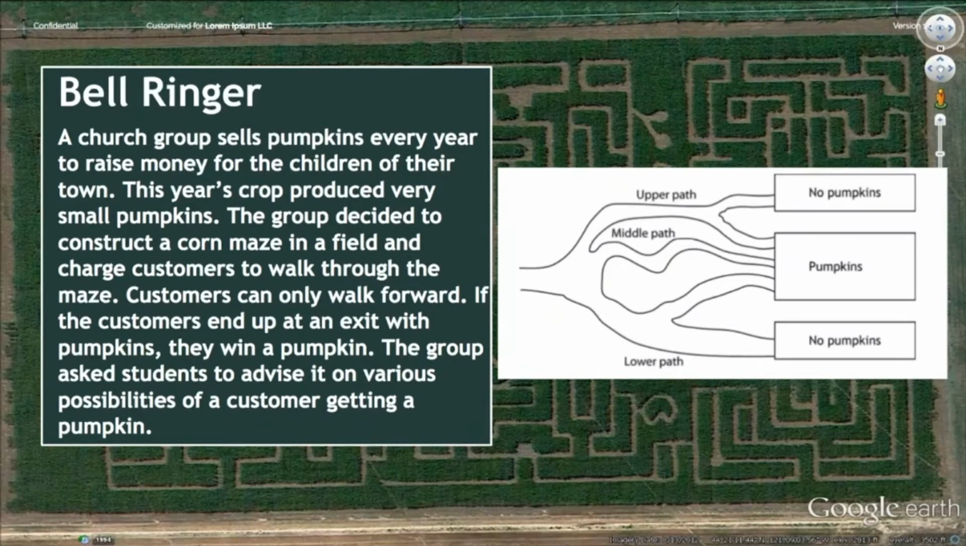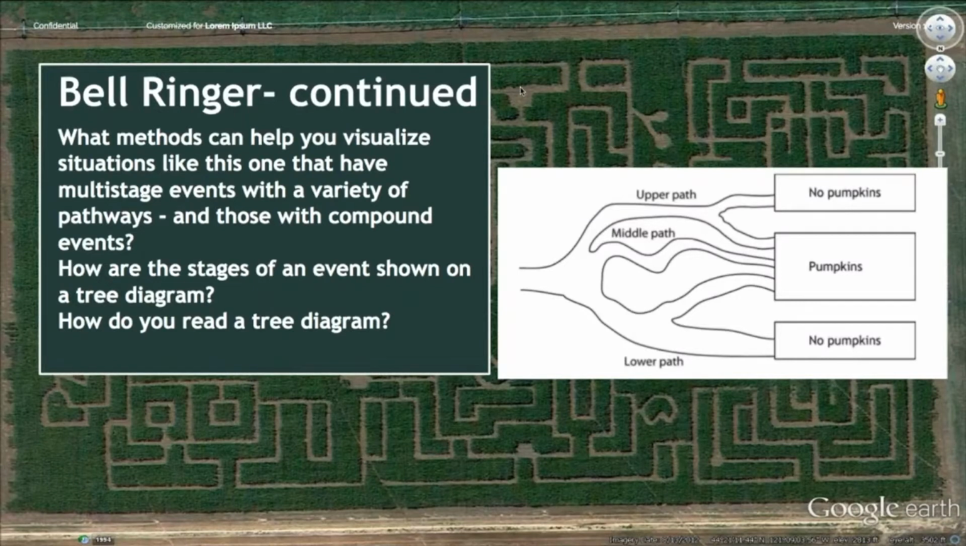So let's analyze that. Let's see, what does it say? All right, what methods can help you visualize situations like this one that have multi-stage events with a variety of pathways and those with compound events? All right, so how are the stages of an event shown on a tree diagram? How do you read a tree diagram? Well, let's look into it.